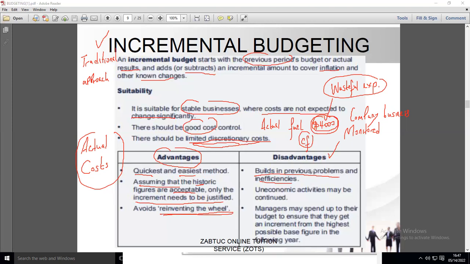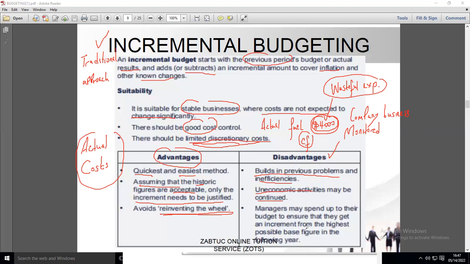Assuming that what we do next year starts with what we did last year or currently, we are saying there's room for uneconomic activities to be continued. Managers may spend up to their budget to ensure that they get an increment from the highest possible base figure in the following year.